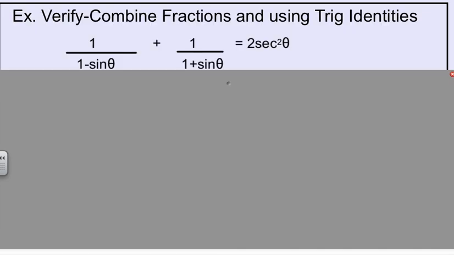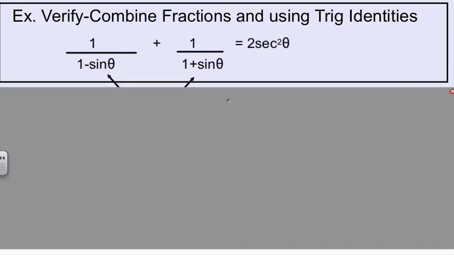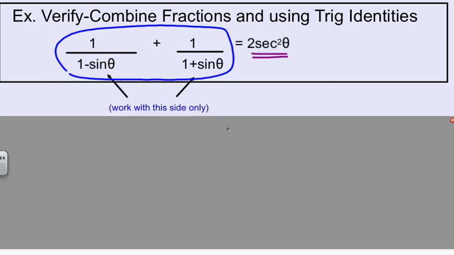Here's an example. Again, I wrote all the steps out for you. Please take your time when you're doing this problem. We want to verify that this equation is in fact equal to each other. Again, we're going to work with the left-hand side, the more difficult side. This is our left-hand side, and we want it to look like this when we're done, 2 secant squared of theta. So we're working with the left-hand side only.